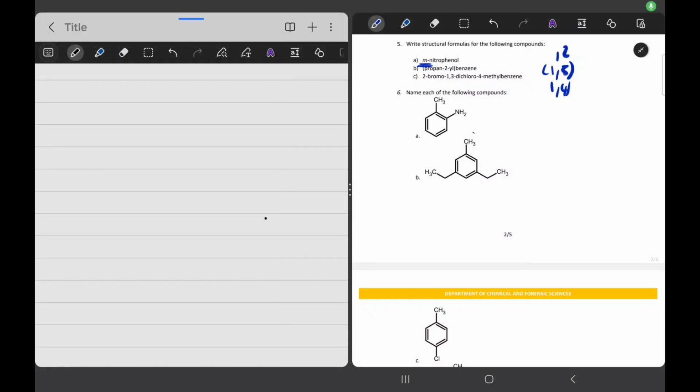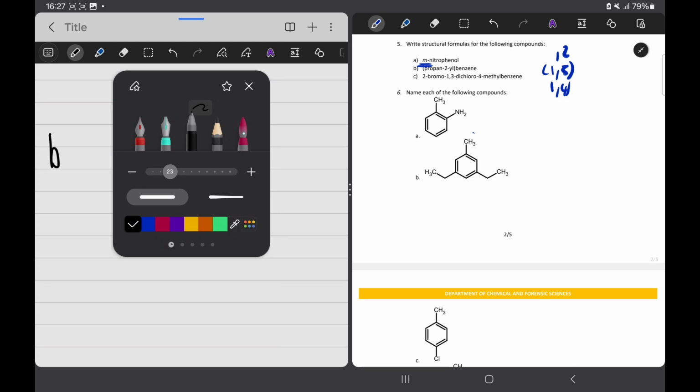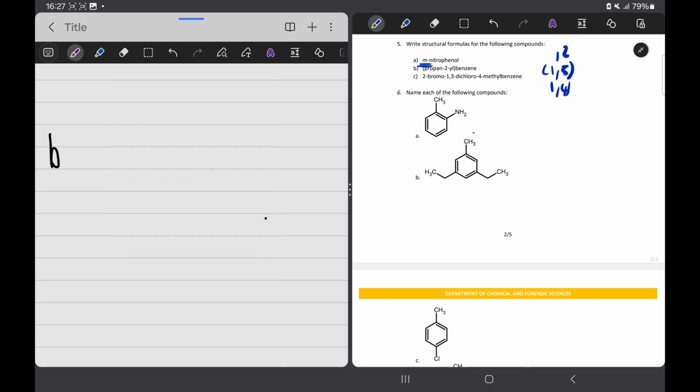Going through B, which is, let me write it nicely. B, okay. Choose a new crayon. So it's going to be propane-2-yl. So it's propanol, but it's at position 2. And it is benzene. So it's propanol, benzene.